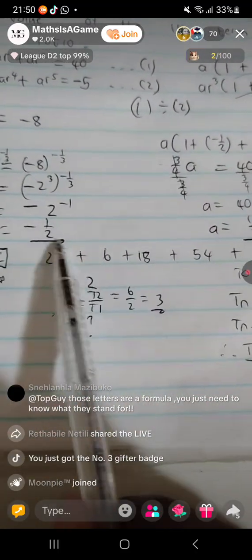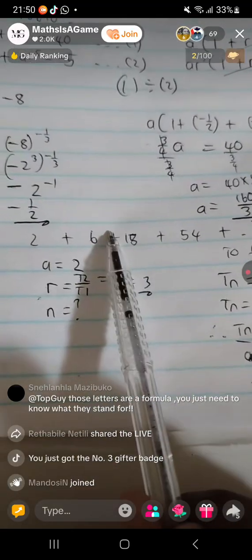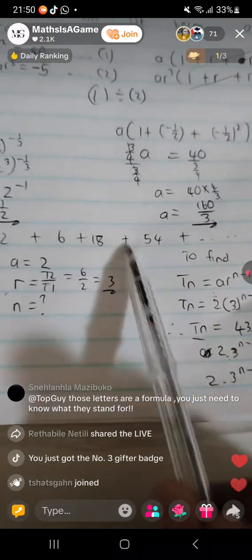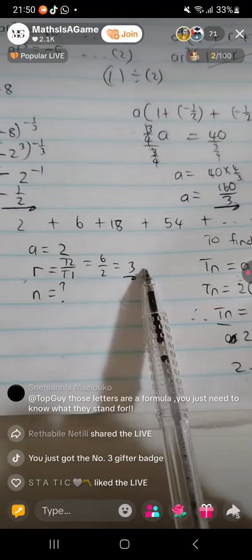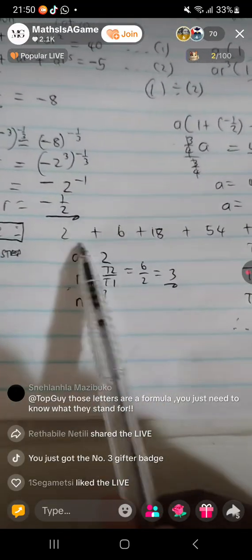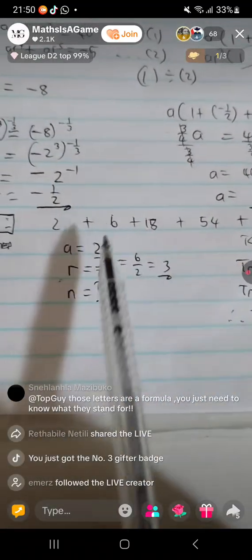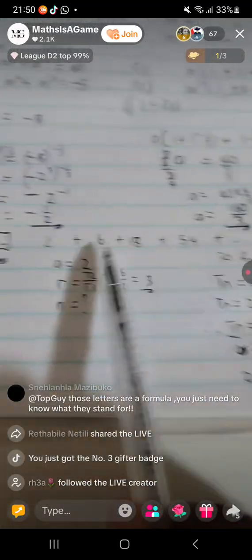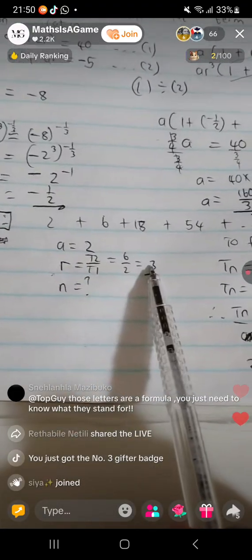When you take T2 and you divide it by T1, you get 3. You take T3, you divide it by T2, you get 3. You take T4, you divide it by T3, you get 3. So there's a constant ratio. There's no constant difference. Because when you say T2 minus T1, we get 4. 18 minus 6, we don't get the same value. So this is not an arithmetic series. It is a geometric series. Why? Because the value of R is 3.